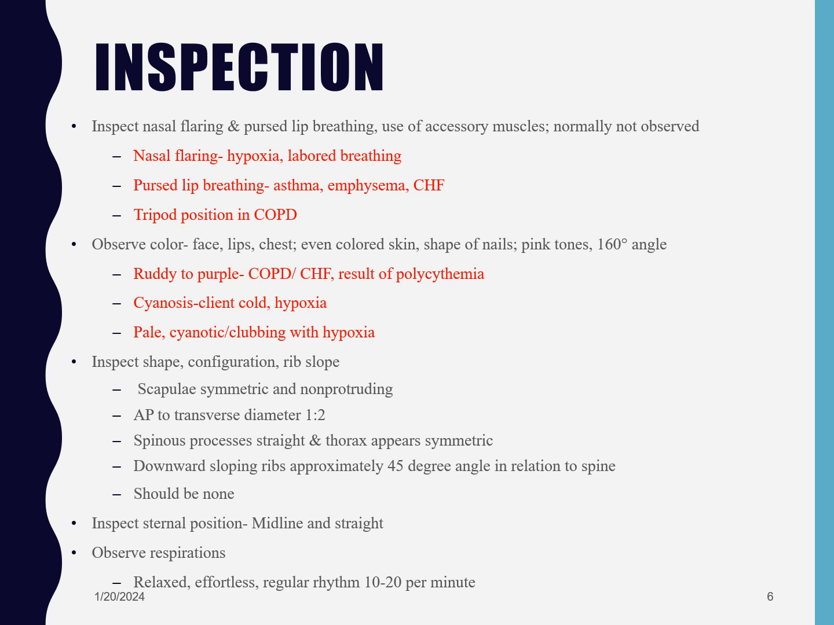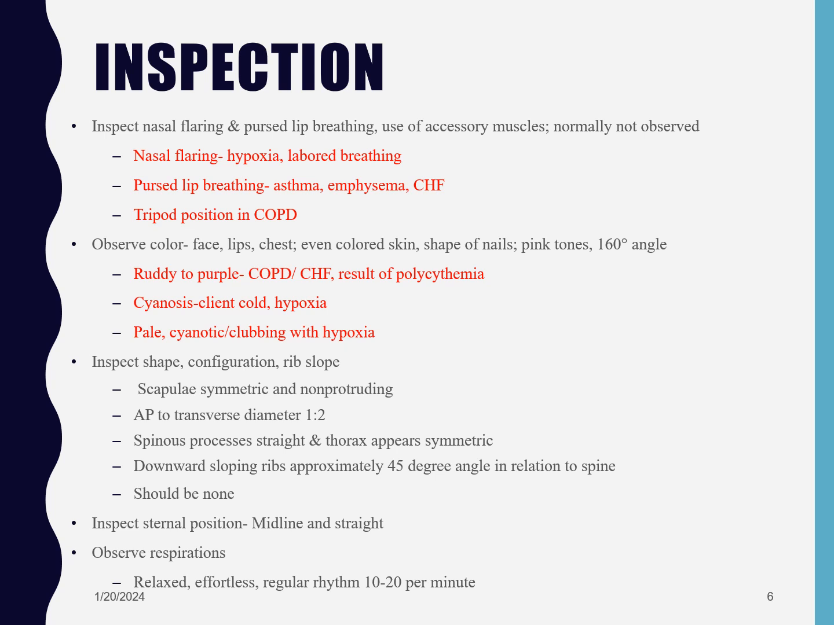We're also looking for central and peripheral cyanosis. So looking at consistent color to the face, lips, the chest. We also look at nail angle. We know that an angle of greater than 160, which means the nails kind of curve around the tip of the fingers, we see that clubbing in patients with chronic hypoxia. We look at the shape and configuration of the chest, the thoracic cage itself.